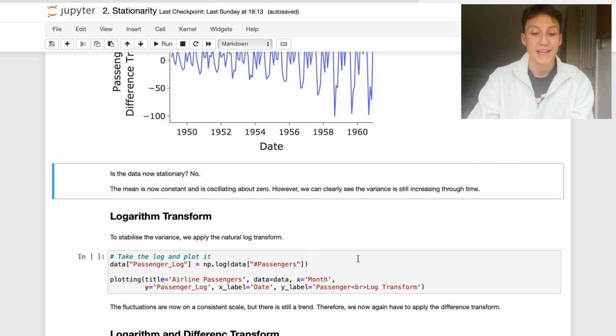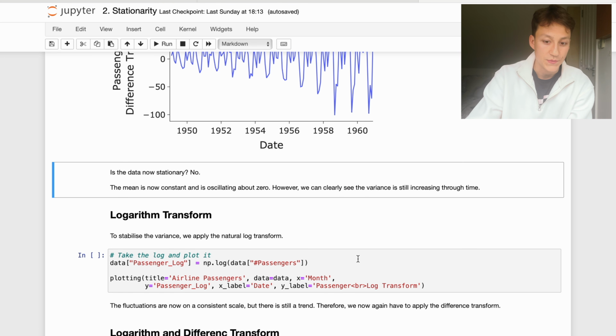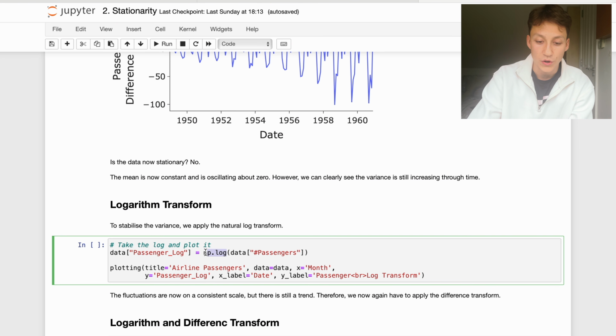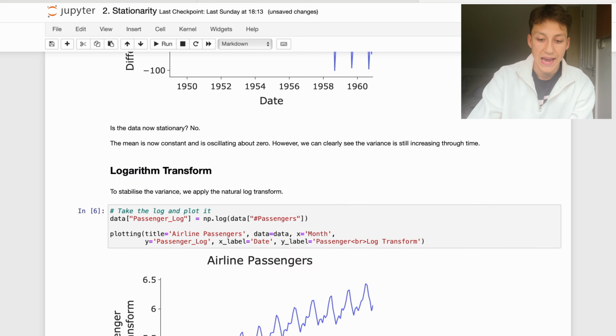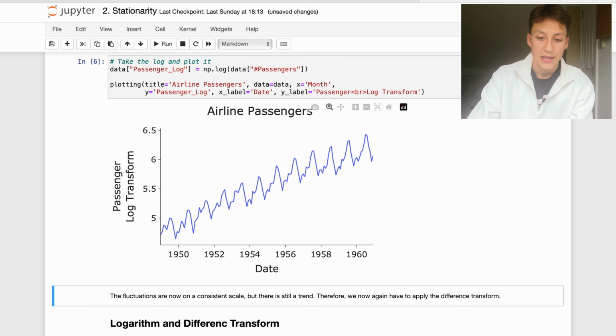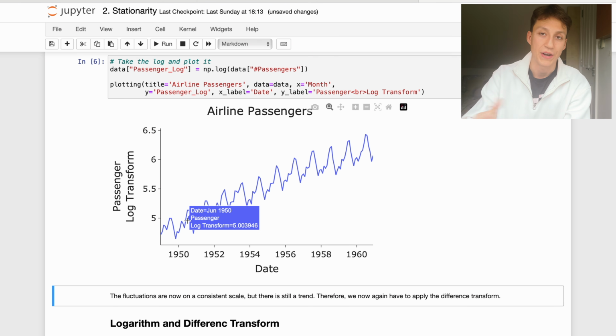Well, the way you do that is using a logarithm transform. With a logarithm transform, all we're doing is taking the natural log, in this case using the numpy log function, of our original time series, #Passengers, and that gives us a resultant time series, which I've called passenger_log. We simply plot this, and you may notice another thing here. If you look at the fluctuations, they're now pretty consistent year on year. For example, the fluctuations in 1960 are on a very similar scale to the fluctuations in 1959, 58, and all the way to 1950. So at any point in time, the variance is the same on average.